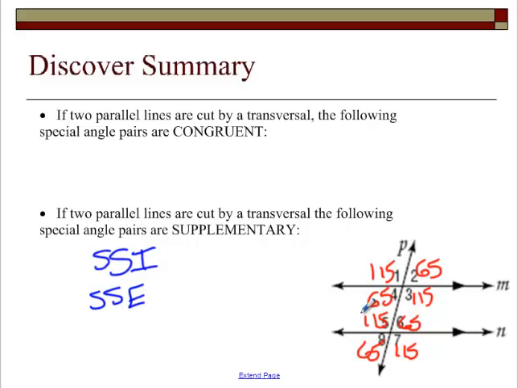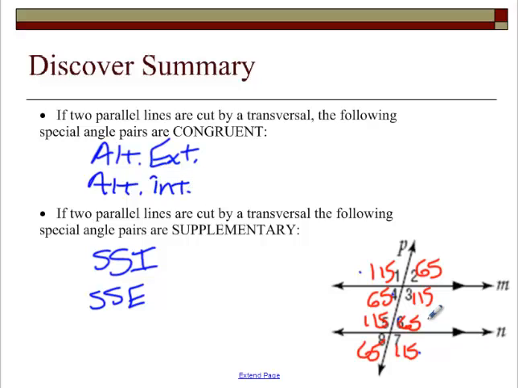Now let's take a look at alternate exterior angles. Let's look at angle 1 and angle 7. Alternate across the transversal, they're exterior, and they're both congruent. Let's look at alternate interior, 4 and 6. Angle 4 and angle 6. They're inside, they're across the transversal, and they're also congruent.